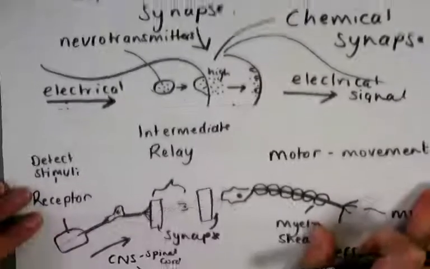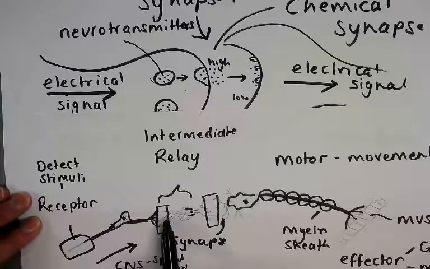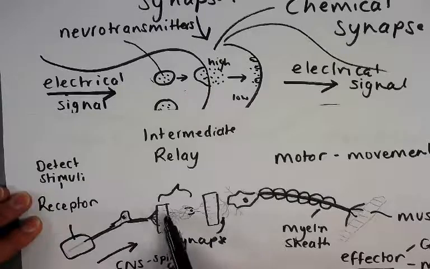So electrical signal gets to the end of the axon terminal, neurotransmitters are released, which are chemical signals diffusing across the gap. When it gets to the membrane of the next neuron, that is going to start up a new electrical signal.